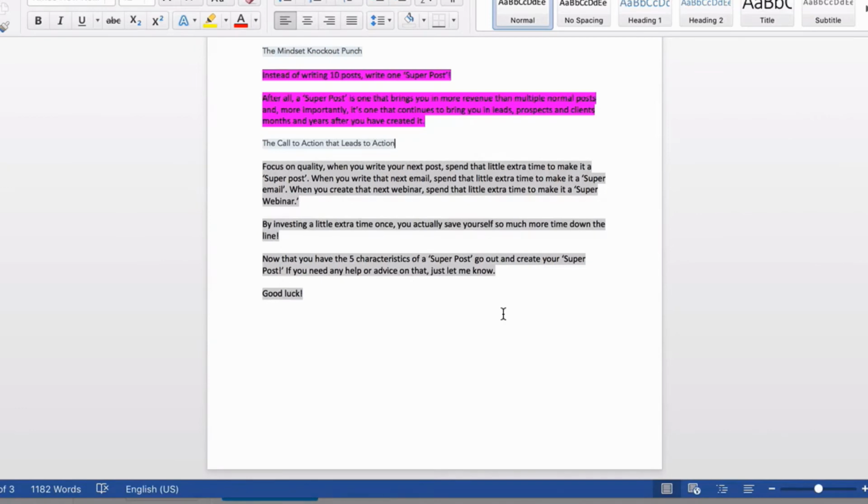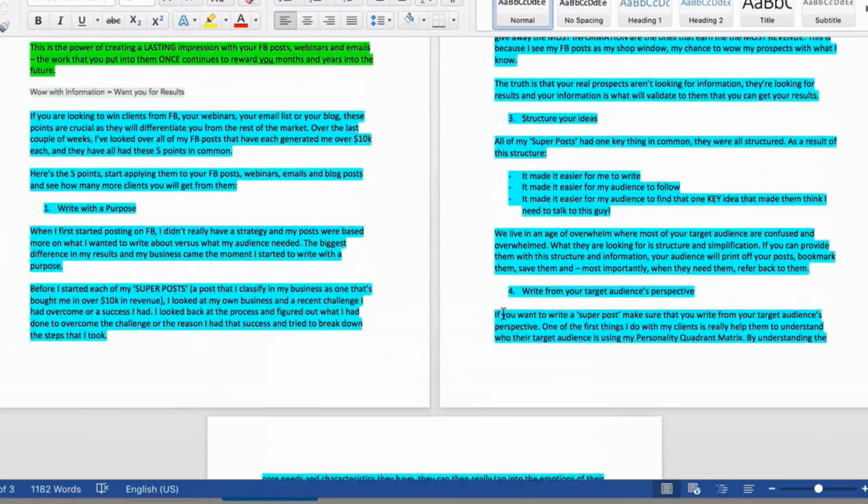Because once they've connected with you, they've turned from a reader into a prospect. Then they'll turn from a prospect into a client. And ultimately, by generating clients from your super posts, that's how they become 10K plus posts. So I hope that through this information, you've got a lot of value about how to create your super post. And I hope that you've got the 5 key components and roughly how much time you should spend on that.